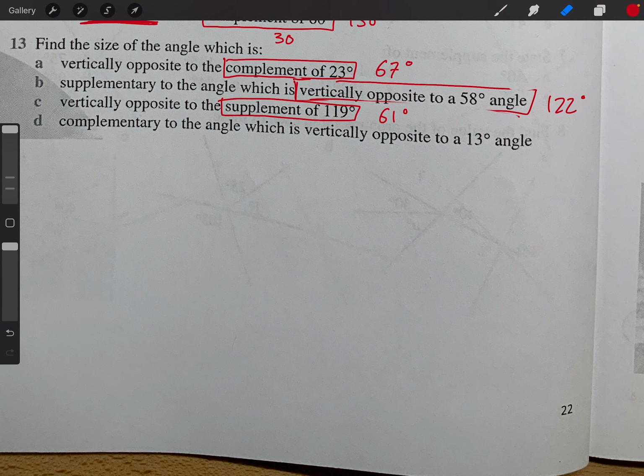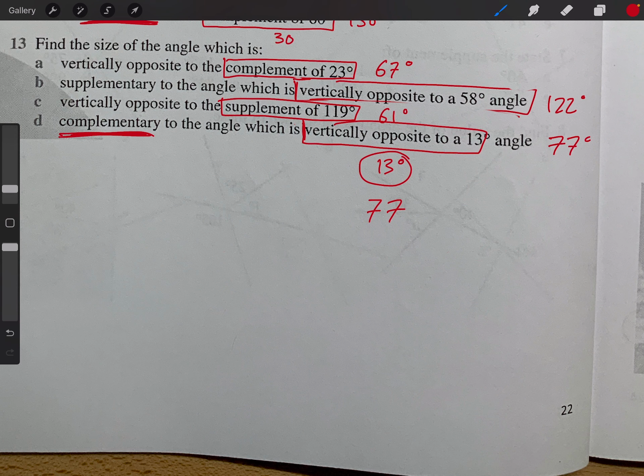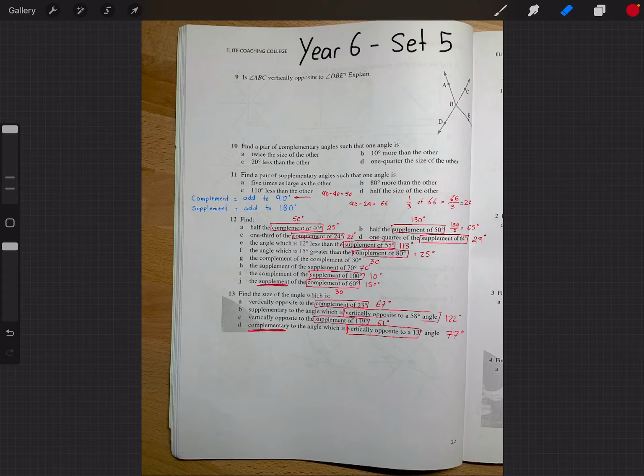Question 13 D. Complementary to the angle which is vertically opposite to 13. So again, vertically opposite to the angle 13 is just 13. And complementary means add to 90. So what angle adds with 13 to give me 90? That will be 77. Yes, that's right. So the answer for this will be 77. Hope that clears up a few things.